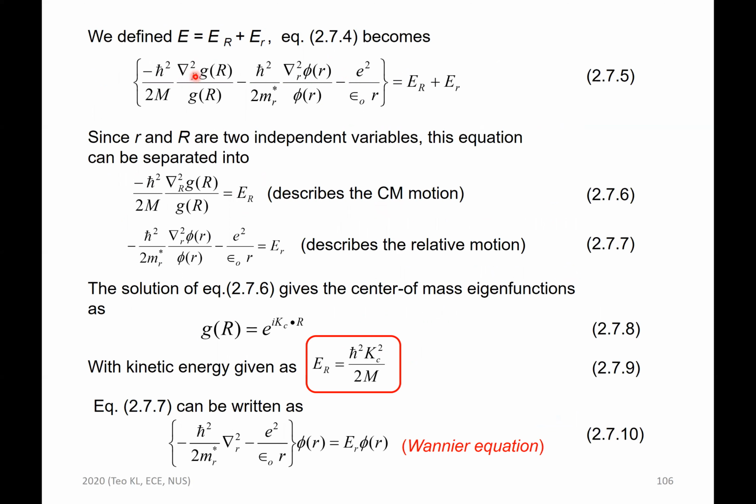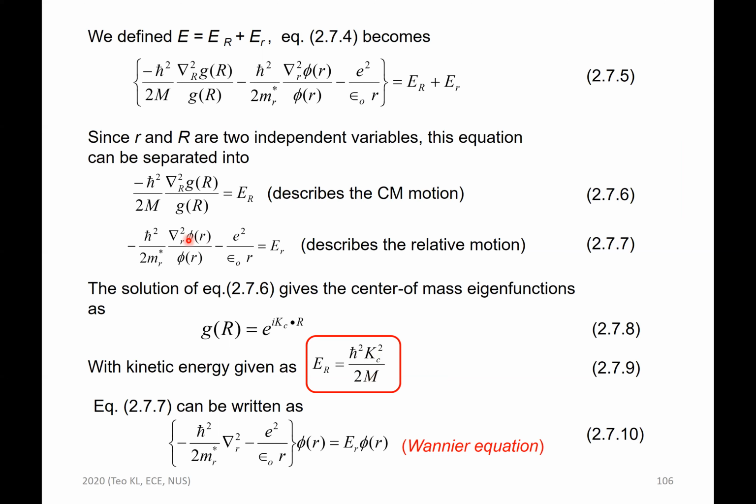So this is the energy related to the center of mass motion. And the small r, which involves the Coulomb attraction, will relate to the relative motion. It's easy to solve the center of mass motion. This is basically the second order differentiation of a wave function. The wave function can be found to be e^(iKc·R), where Kc is the center of mass wave vector. The kinetic energy will be just ħ²Kc²/2M, where the big M is the total mass of the electron and hole.